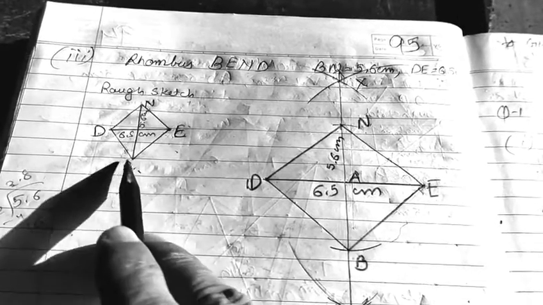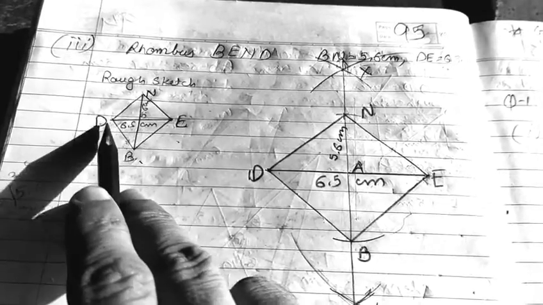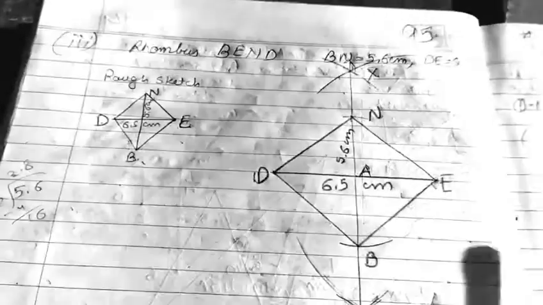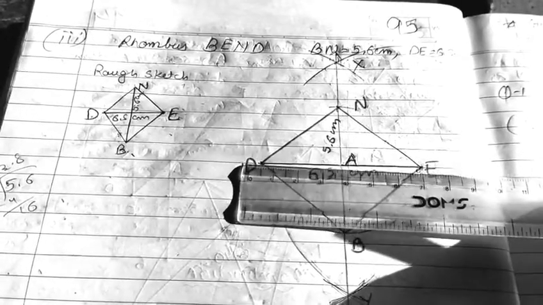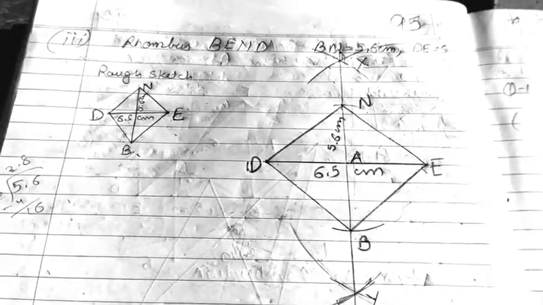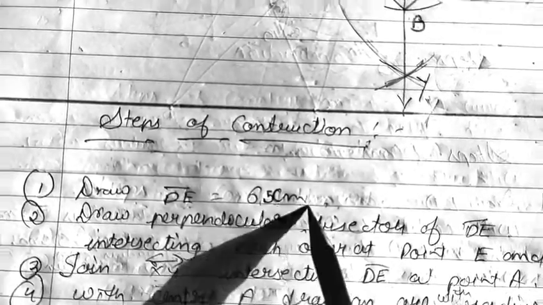First you need to draw this base. Draw a line segment of 6.5 centimeter, name it DE. You know how to construct this line segment DE. So place your scale and take a measure of 6.5 and draw such a line segment. After constructing it, write down the step: draw line segment DE equal to 6.5 centimeter.